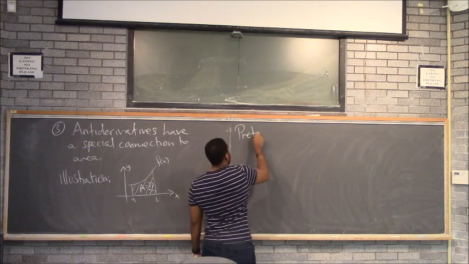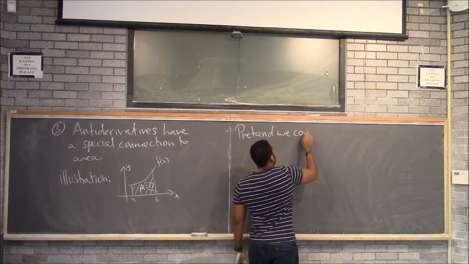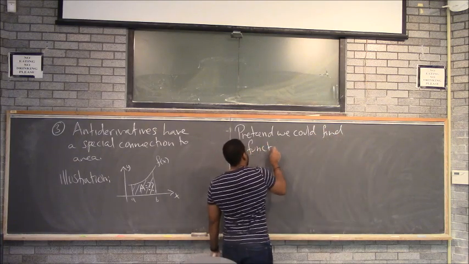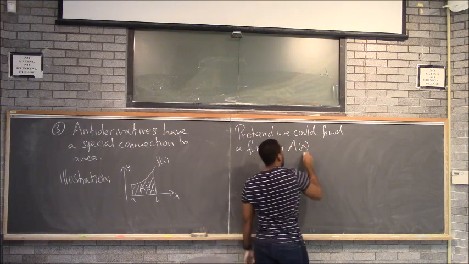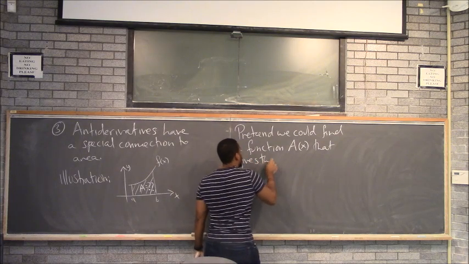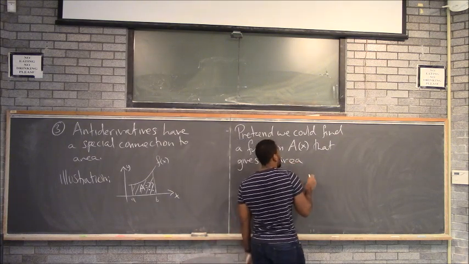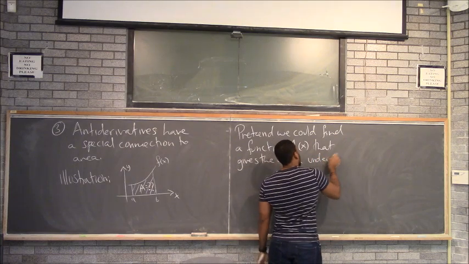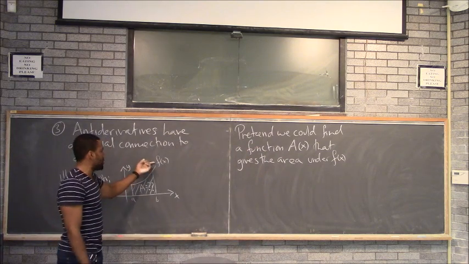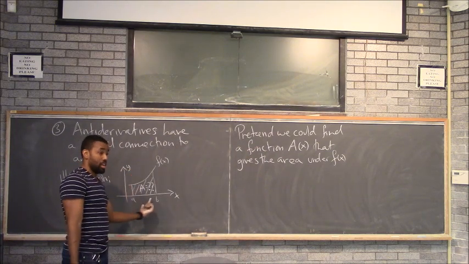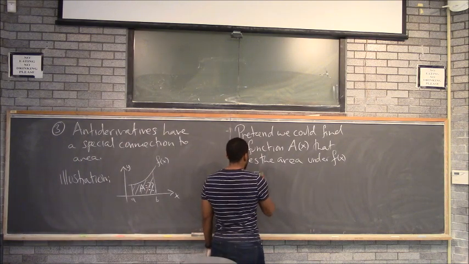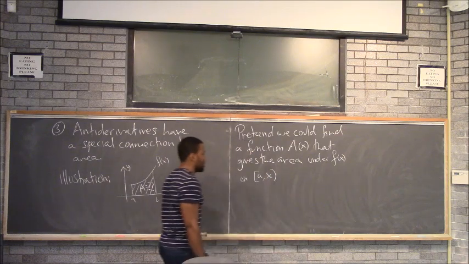Pretend we could find a function, which we'll call big A of x, that gives the area under f of x, right? So pretend that I can find a formula that's going to give you the area if you want. Let's pretend that we could find it from a moving up to x, right? Because it's going to be a variable.